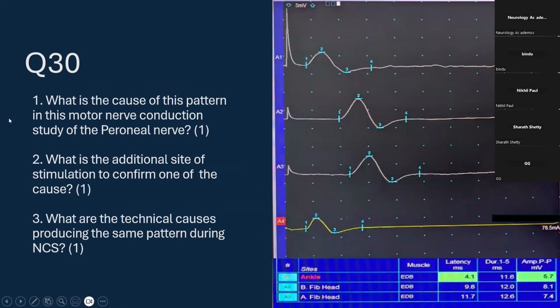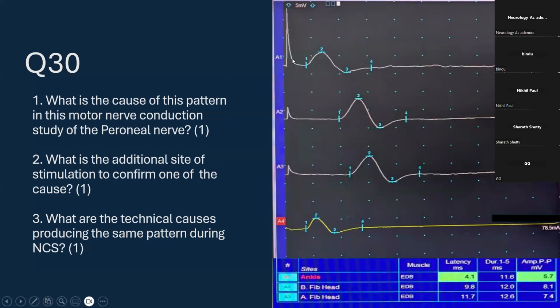What is the cause of this pattern in the motor nerve conduction study of the peroneal nerve? Here we can see the stimulation. This is at ankle stimulation, and this is at below fibular head. Here, though we are stimulating at the ankle, we got a smaller amplitude, but at below the fibular head and above the fibular head, we got bigger action potential amplitudes.